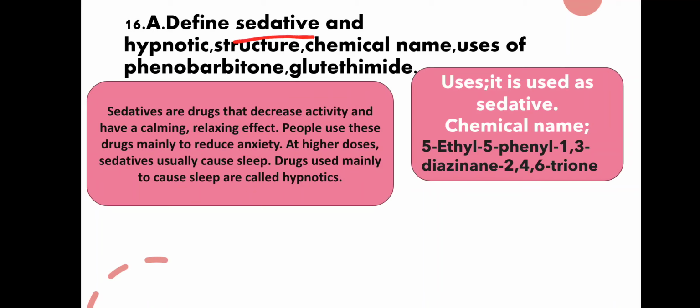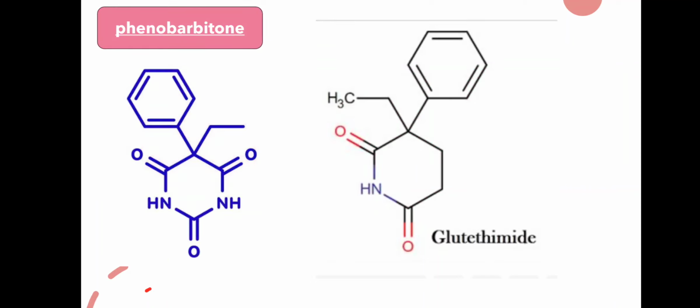Sedatives are the drugs we give to relax, to make the patient calm without sleep. Hypnotics means forcing to sleep. Hypnotics, hypnotize, what we are telling you. Uses means it is used as a sedative. The chemical name for phenobarbitone is 5-ethyl 5-phenyl 1,3-diazinane 2,4,6 trione. This one is the phenobarbitone structure, this one is the glutethimide structure. Both are used as sedatives and hypnotics.